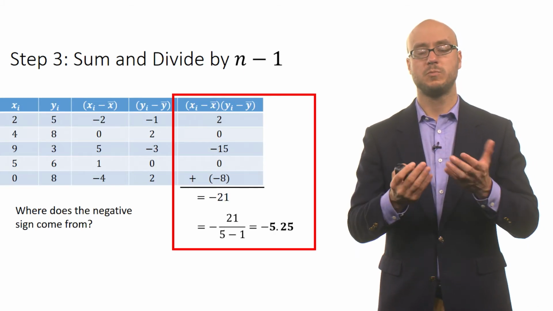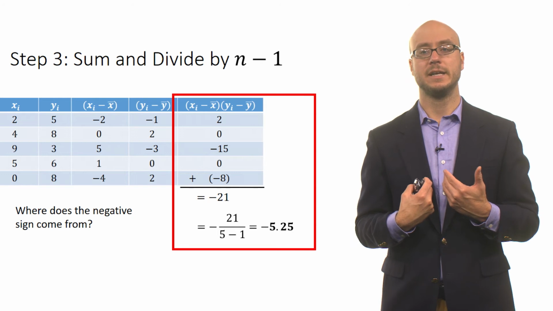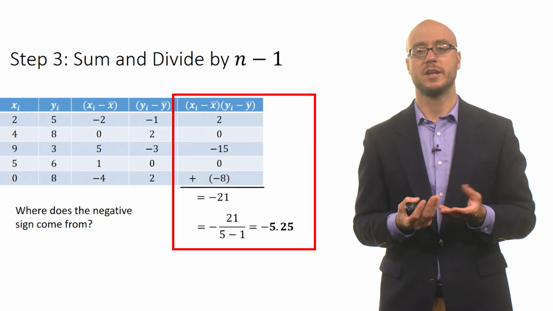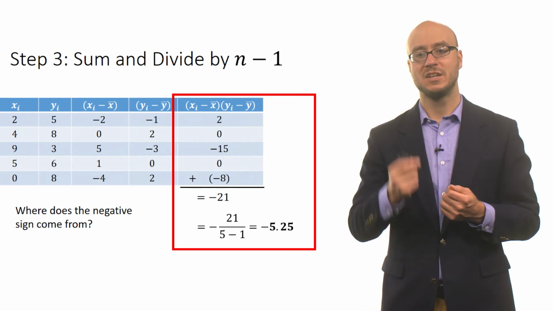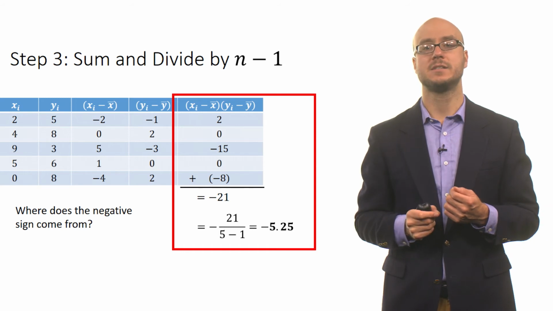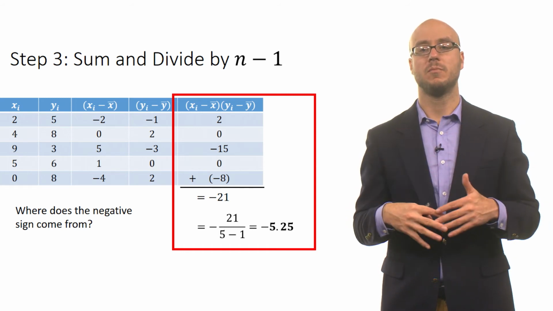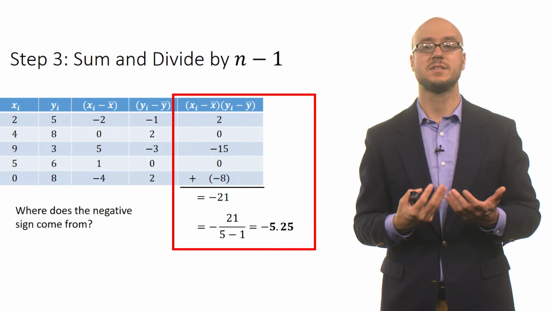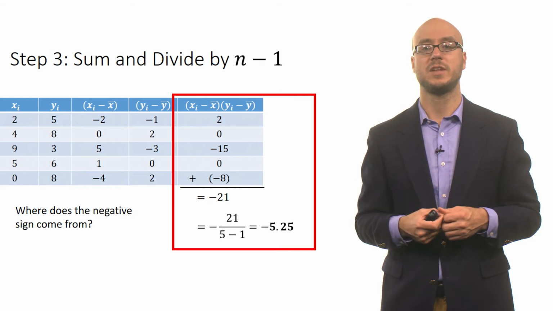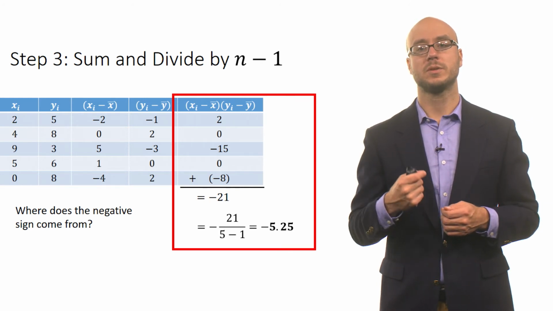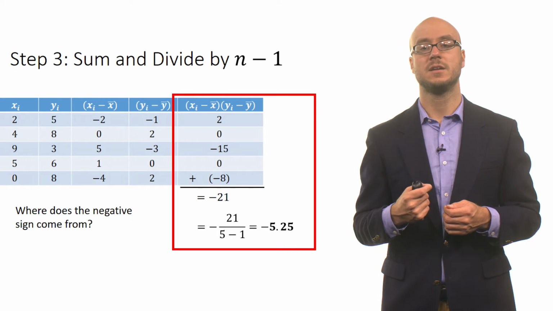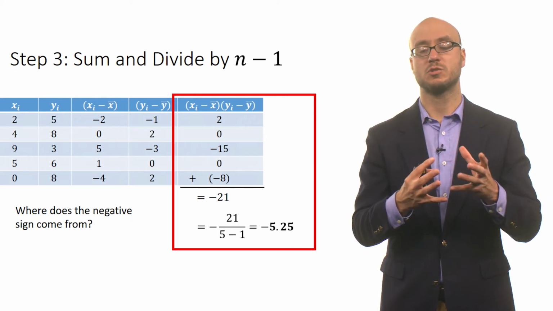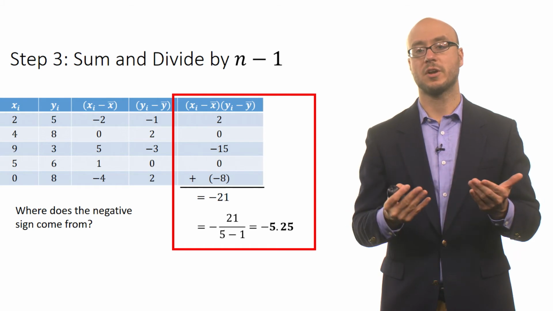Then for step 3, we want to calculate the average of the cross products. So you add up the cross products for each person in our data set, and we divide by n minus 1, since we're treating this as a sample of data. So you can see that 2 plus 0 plus negative 15 plus 0 plus negative 8 will give us negative 21. That's the sum of the cross products.